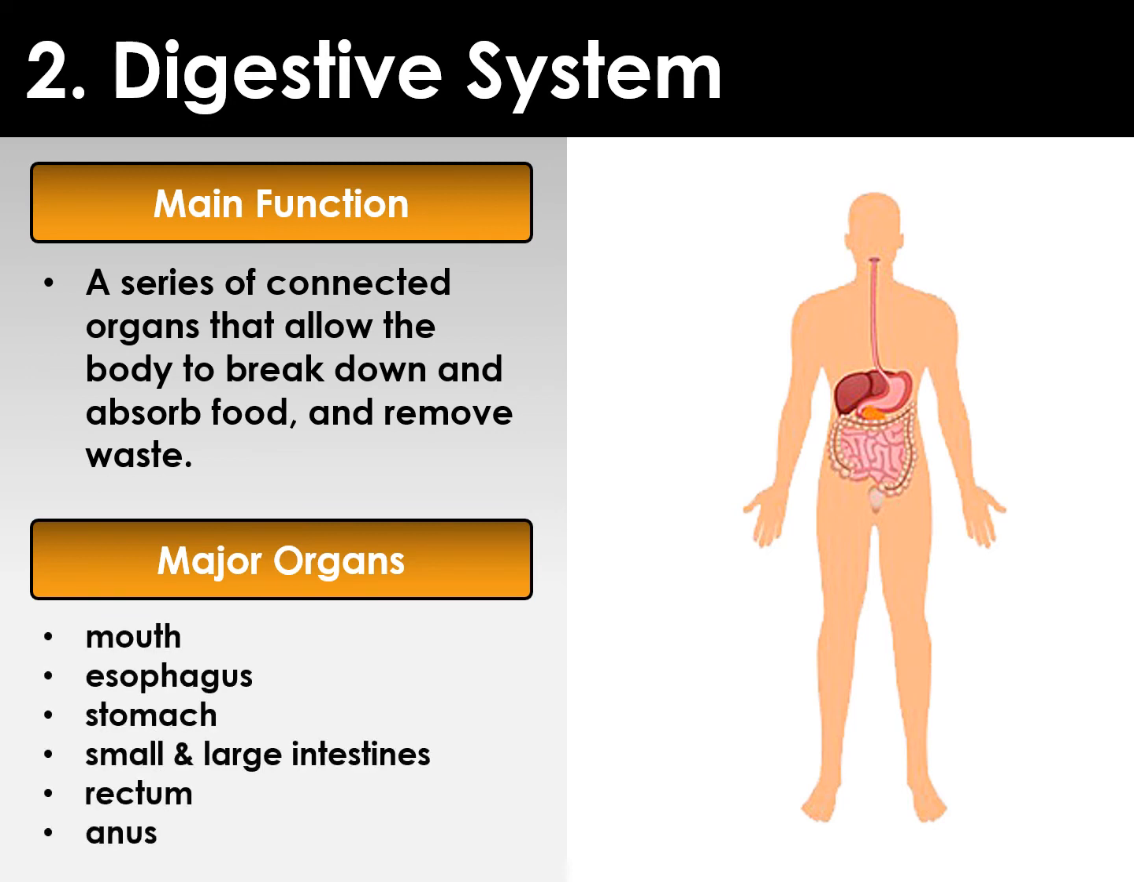The second system that we're going to look at is the digestive system. And the digestive system is a series of organs that are connected, each of which is hollow. And the function of this system is to allow our body to break down food so that we can absorb nutrients and remove waste products. The major organs of the organ system that makes up the digestive system are the mouth, the esophagus, the stomach, the small and large intestines, the rectum, and the anus.